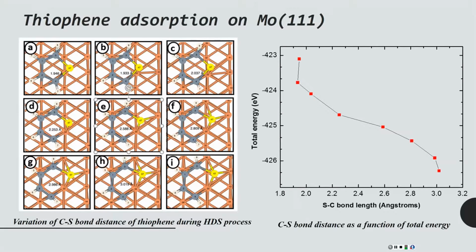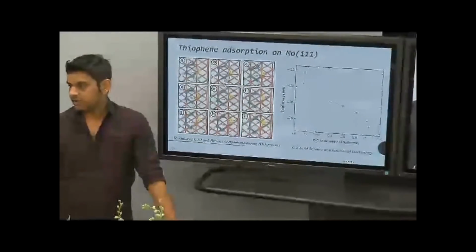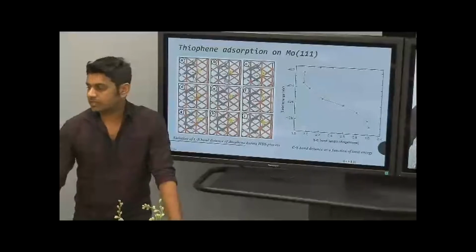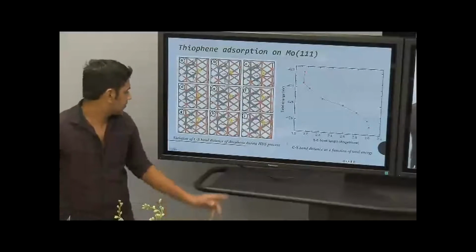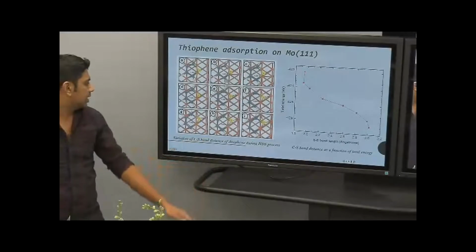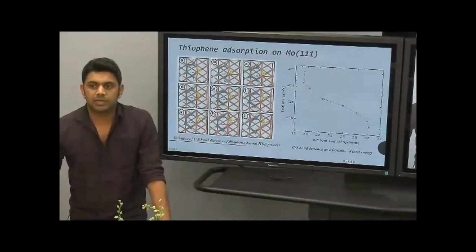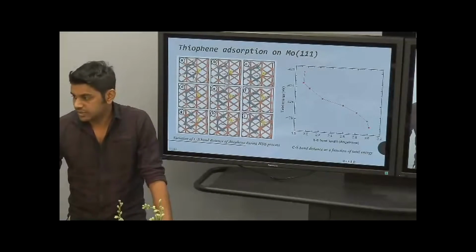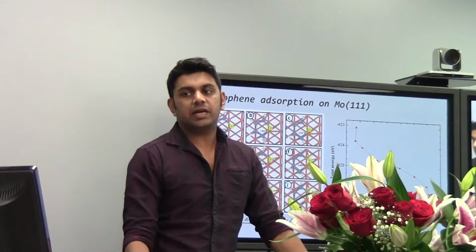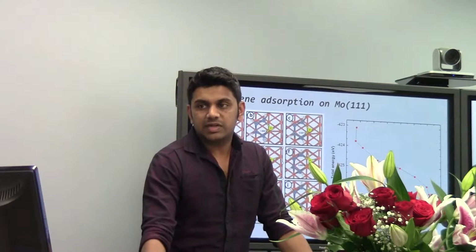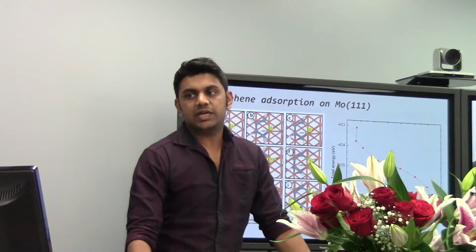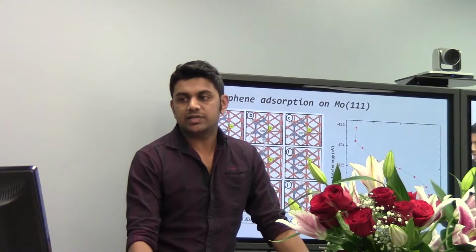So thiophene seems to be dissociatively adsorbing on catalytic surfaces. Here you can see the variation of the carbon sulfur bond distance during this adsorption process. As you can see, with time one of these carbon sulfur bonds is dissociating; this bond is elongating and dissociating.